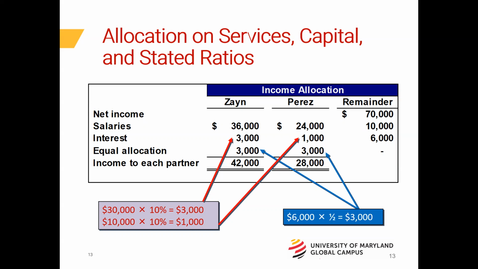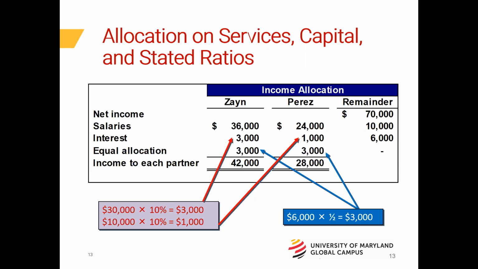So that 10% interest is coming from the difference in salaries. So we started with net income of 70,000 in this example. I thought it was 60, but 70,000 in this example. 70,000 minus the total salaries gives us a difference of 10,000. And then we have interest, 3,000 and 1,000.